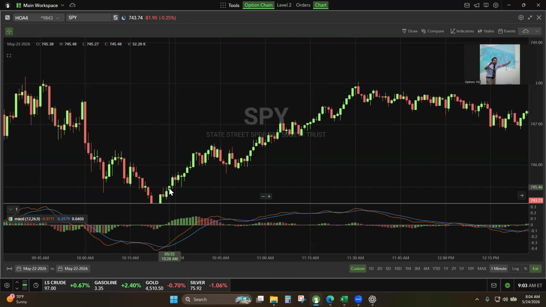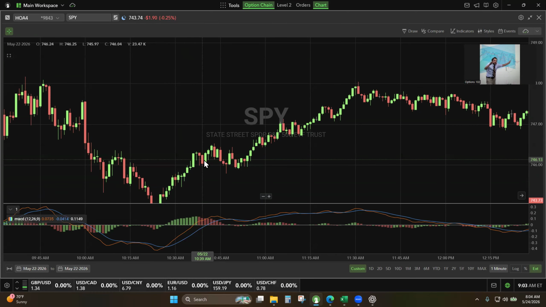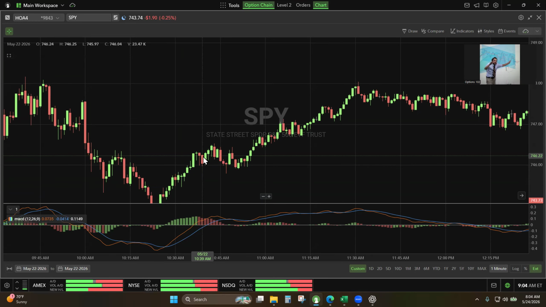And look at how beautiful this is. It just goes up and up and up. And I'm probably getting out right here for a couple of reasons. One, I have my first red candle there. I might even get out right here. I'm going to get out at the open on this one, at 10:39 a.m.